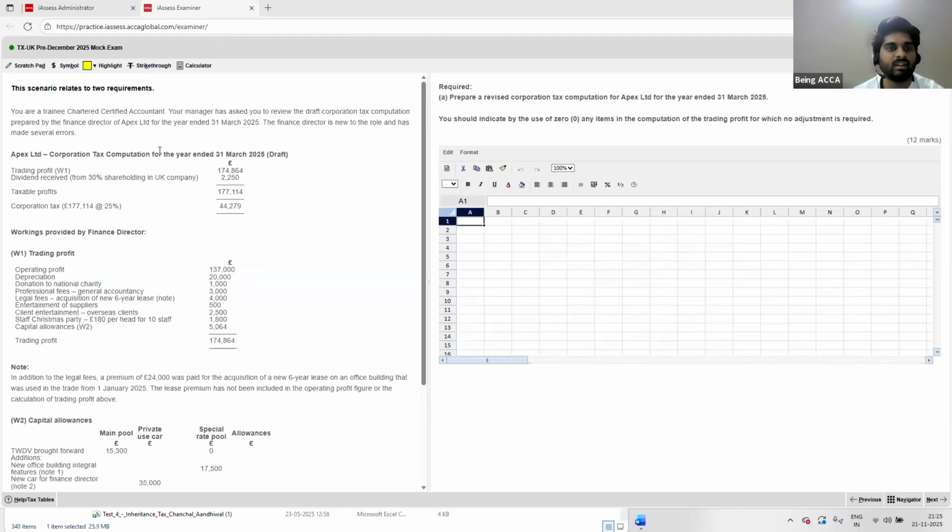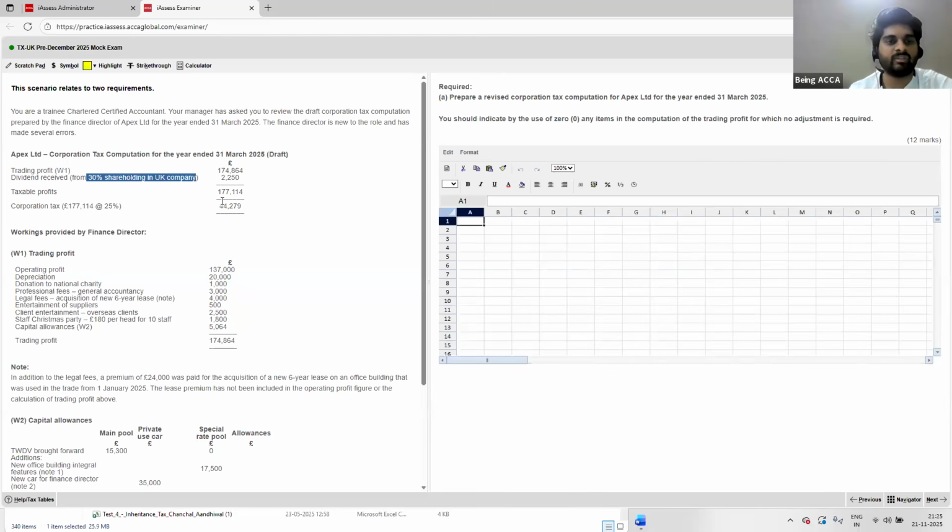Apex Limited corporation tax for the year ended 31st March 2025. The trading profit is 174,864. The dividends received from a 30% shareholding in a UK company. So a 30% shareholding in a UK company means that the company is not an associated company, because Apex Limited does not have at least 50% of the shareholding. So it will be considered a non-associated company. All right, this is something that we'll have to remember.